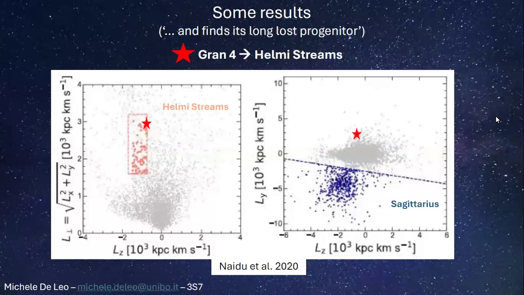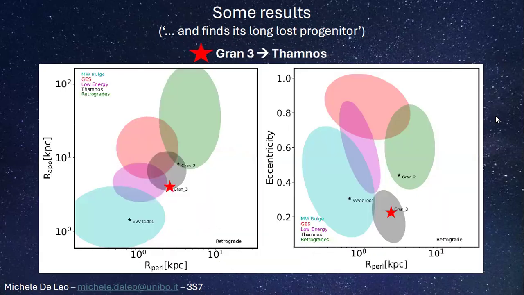2020, which are very useful because they use other parameters, so the angular momentum in different directions, to try and constrain the different families. And as you can see, Gram 4 is not kinematically and dynamically a member of Sagittarius, and most probably is a member of the Helmi stream. And Gram 3 is probably a member of Tamnos due to its pericenter, apocenter, and eccentricity.